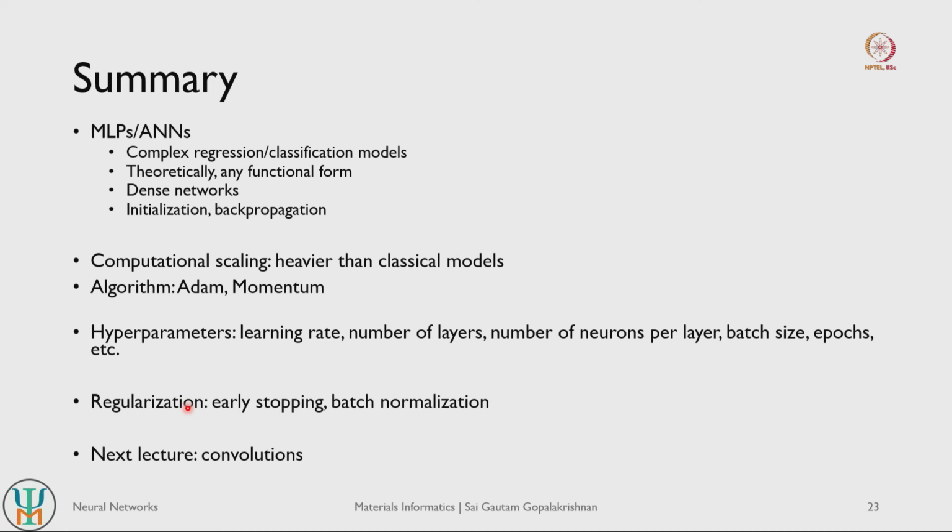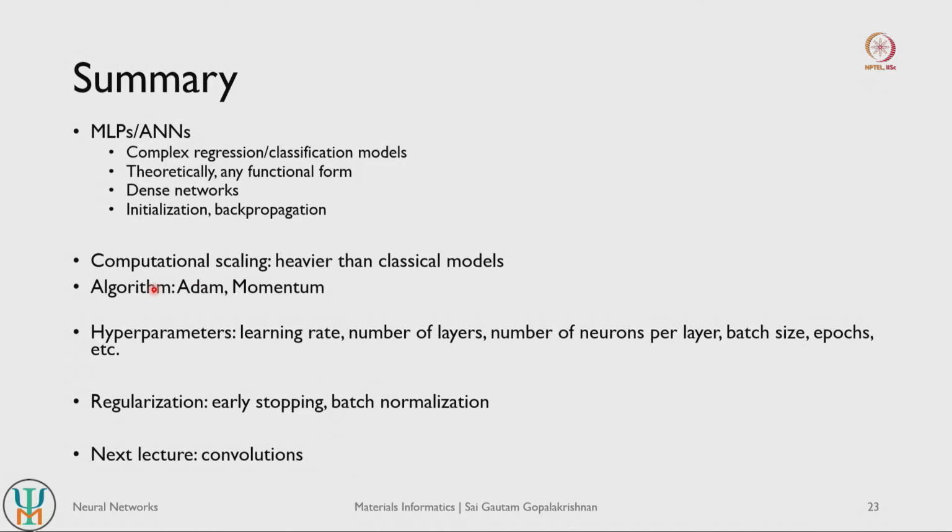When we started our discussions on artificial neural networks or multi-layer perceptrons, we saw that they could perform complex regression and classification tasks. They are very powerful mathematical tools because in principle they can take any functional form. We looked at dense networks, we looked at issues with initialization, backpropagation and so on, and these models can be computationally heavy. Recollect that random forests, decision trees and support vector machines are generally much faster models to train compared to artificial neural networks.